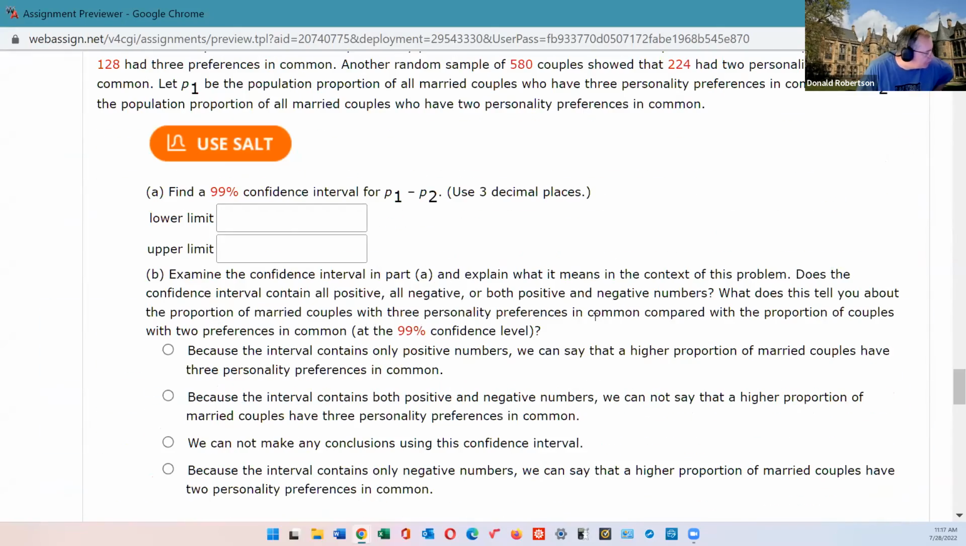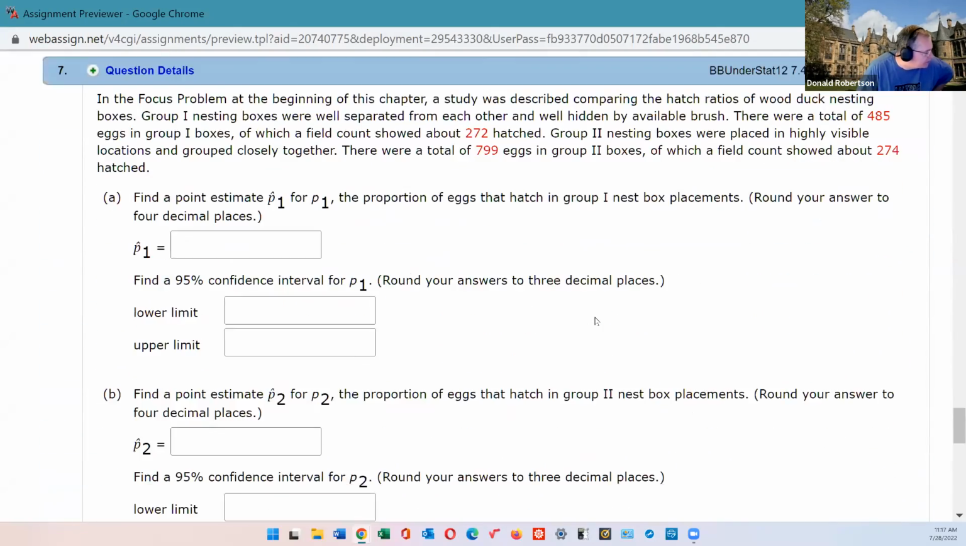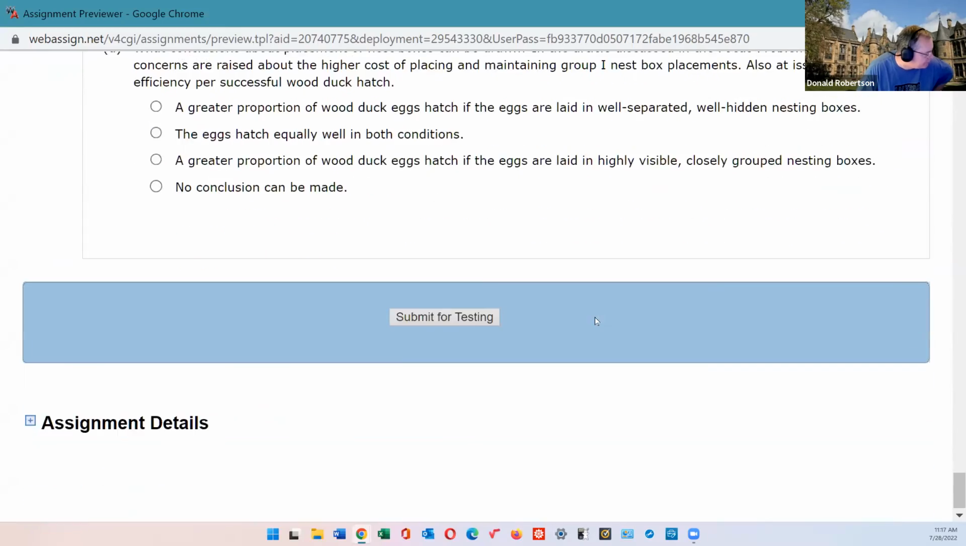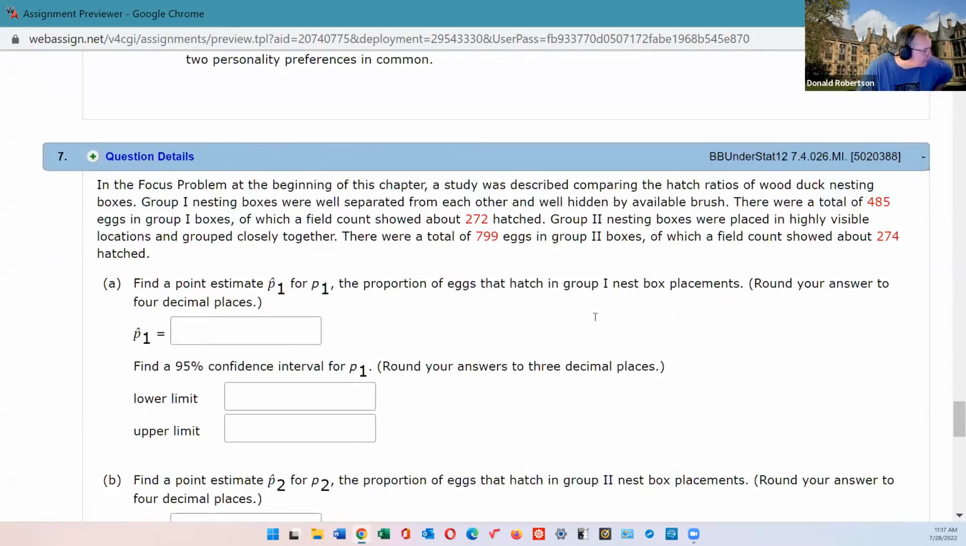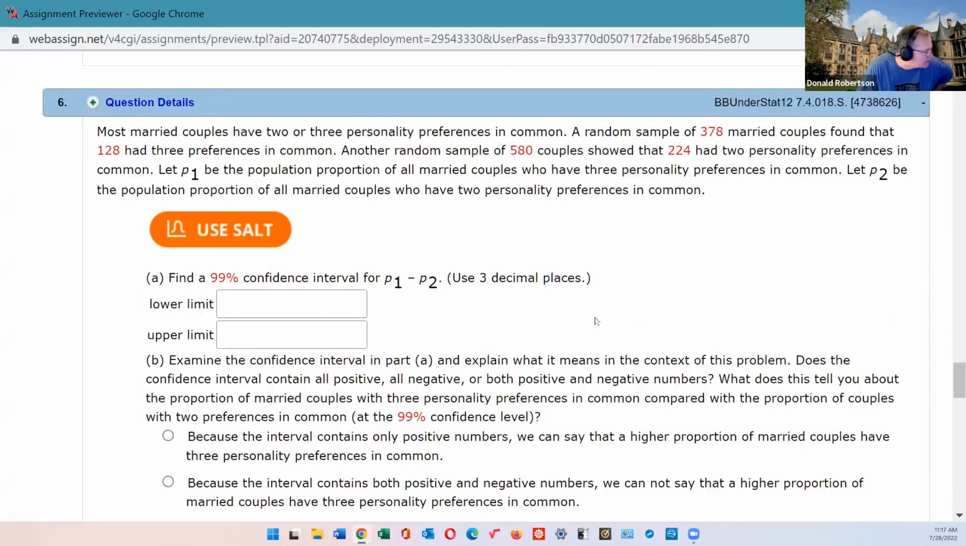And who should we do for the last one then? That's ducks again. I don't want ducks.